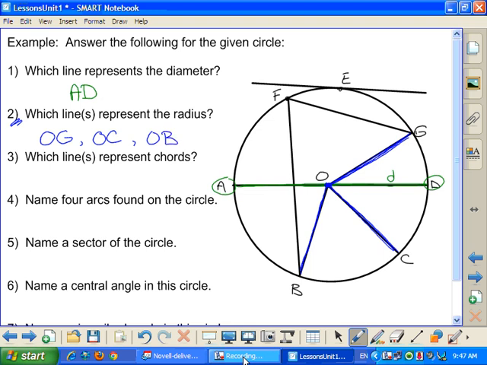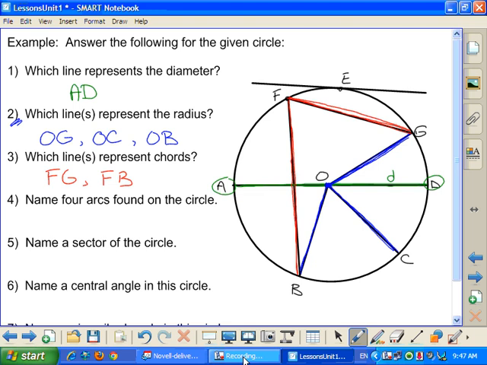Which lines represent chords? And I'll do this in red. So a chord is any line that does not go through the middle of a circle. So here's one up here. So we'll call that FG, start point, end point. And another chord right here is our FB.